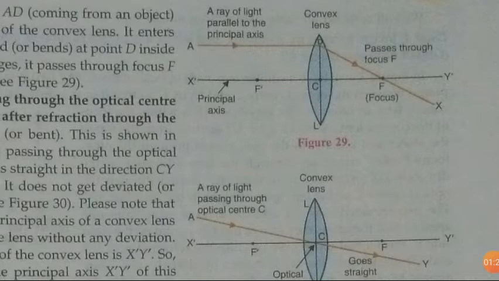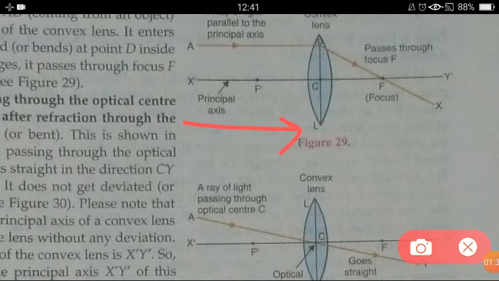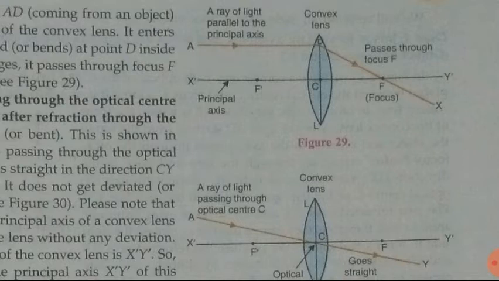See, the light ray is coming from left to right direction. So the direction from where the light is coming, in that direction the focus is the secondary focus. Okay, and after passing through the lens, the light ray is passing through this focus, so that's why this is the principal focus. So when the light ray is coming parallel to the principal axis, after refraction it will pass through focus. This is the first rule.